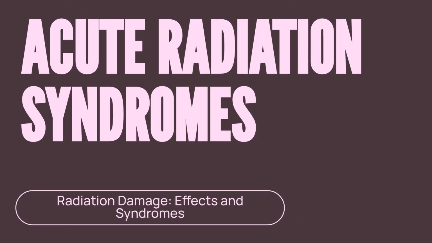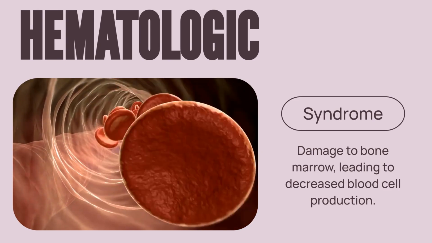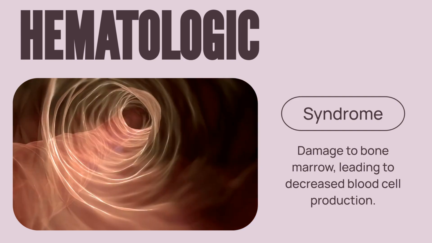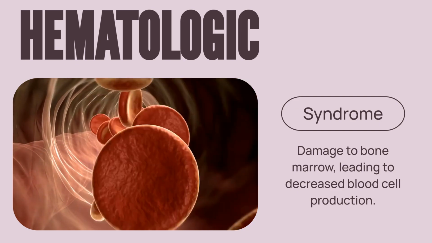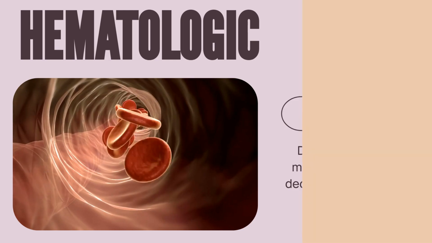When the body is exposed to a very high dose of radiation over a short period, it can lead to acute radiation syndromes. There are three main types. First, the hematologic syndrome, which involves damage to the bone marrow, leading to a significant decrease in the production of blood cells. This can severely compromise the immune system and oxygen transport.